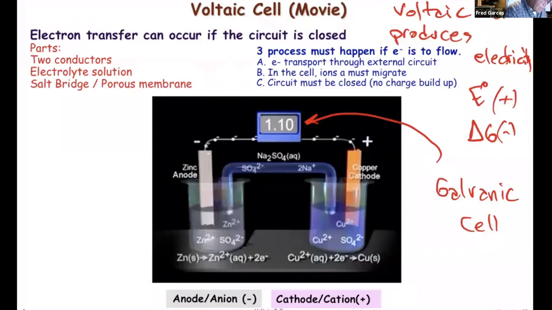The features are that basically you have two conductors. You have two sources: one that is going to produce the electrons and one that is going to be accepting electrons. By the way, you cannot have a redox reaction.